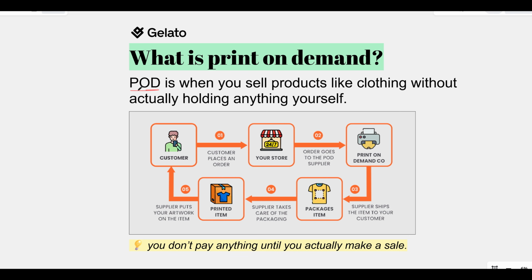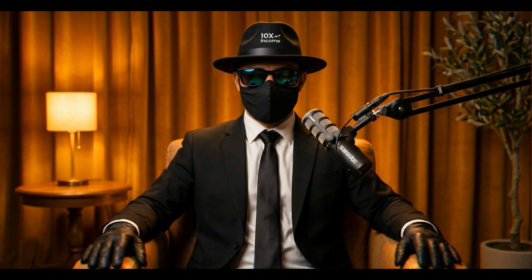using Gelato. And print on demand is basically when you sell products like clothing or posters without actually holding anything yourself. You just create the design, and once someone buys, a print on demand company like Gelato prints the design on the product and ships it directly to your customer, which means you don't pay anything until you actually make a sale. So step 1 is niche selection.